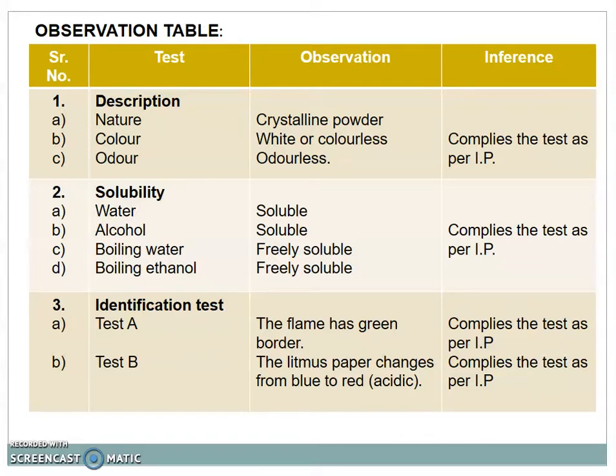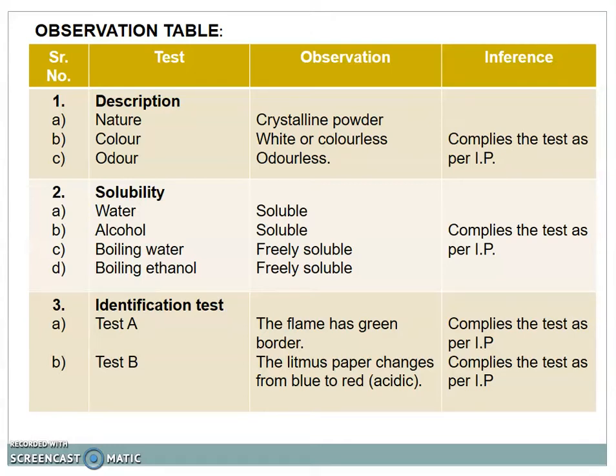Now start with observation table. Description: it is crystalline powder, white or colorless and odorless compound. That means it complies the test as per IP. Solubility: in water it is soluble, in alcohol it is soluble, in boiling water it is freely soluble, and in boiling ethanol it is freely soluble. That means it complies the test as per IP.